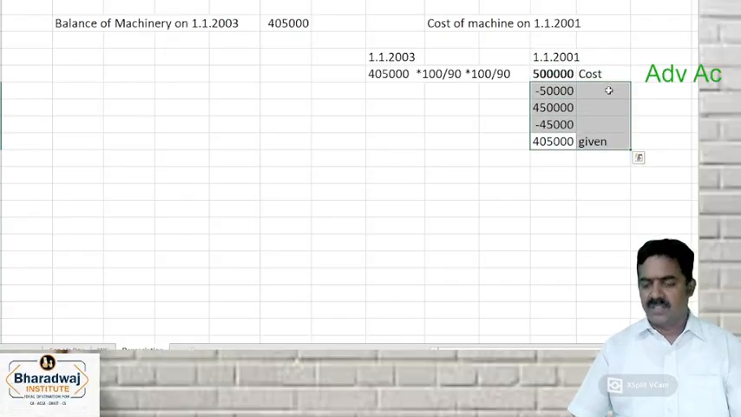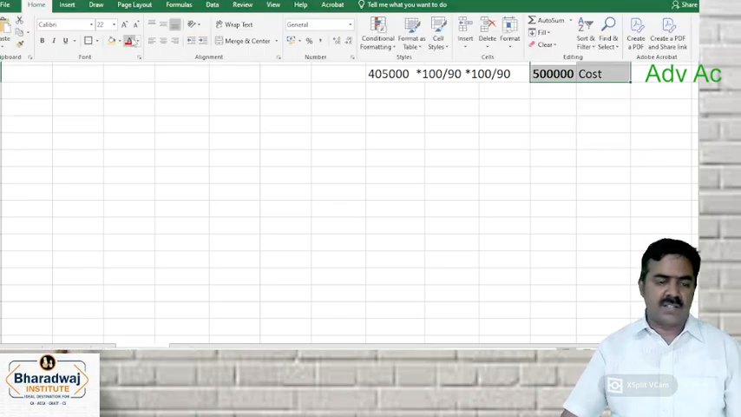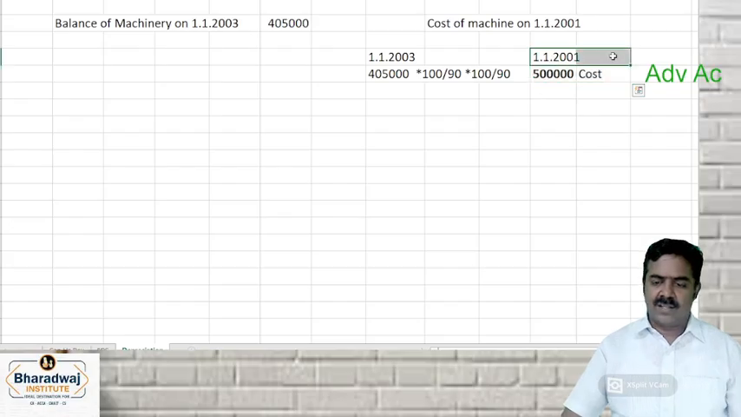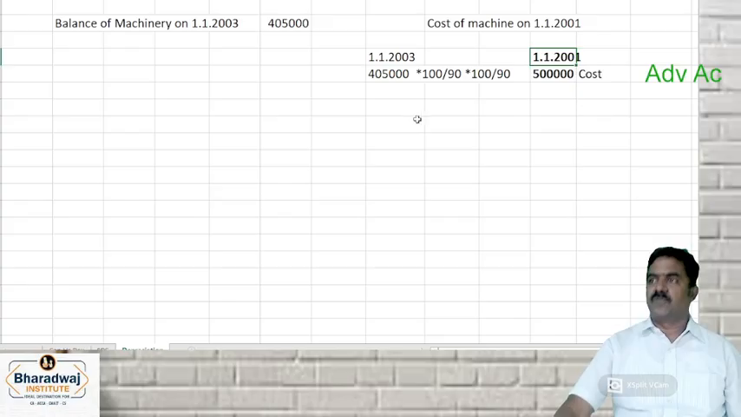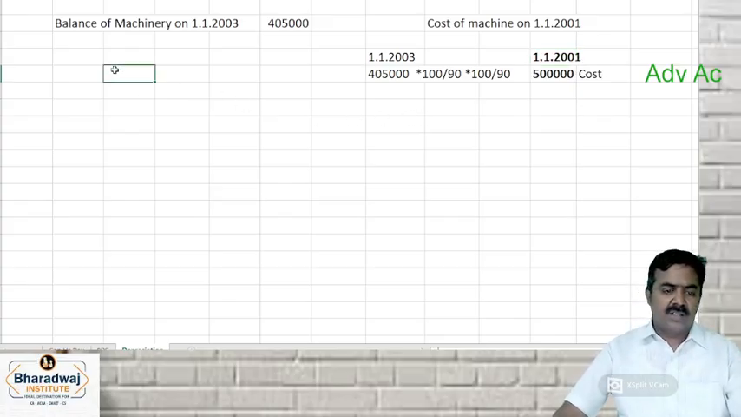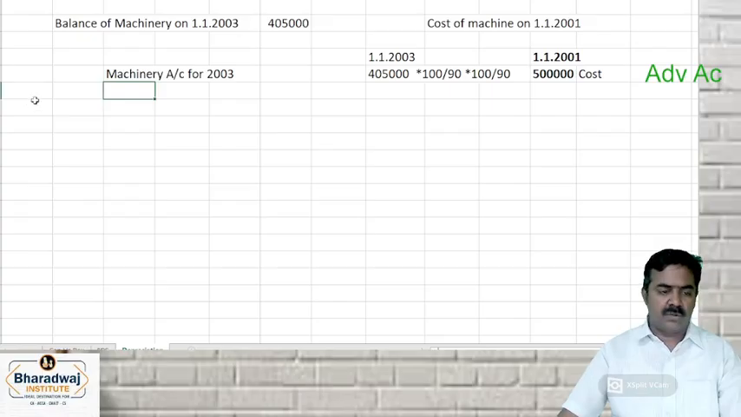We go 2 years reverse and find out the cost of the asset on 1/1/2001. Sir, எதுக்கு sir கண்டுபிடிக்கணும்? Because we want to change the method from 1/1/2001. But wait பண்ணுங்க. We are asked to prepare machinery account for which year? 2003. We are in 2003.